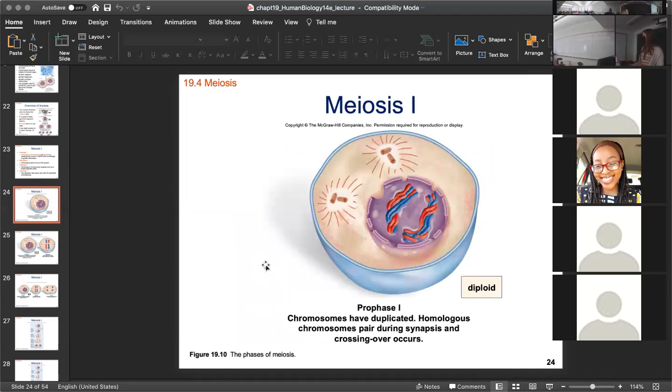Okay. Then we can go through a couple of the pictures here. So this is for a diploid cell. Prophase 1, chromosomes duplicated, homologous chromosomes pair during synapsis, and crossing over occurs. As you can see, the crossing over right here kind of looks like a braided Twizzler. This is essentially where the chromosomes exchange DNA within themselves. They cross over, and it's what makes the genetic variation for offspring.